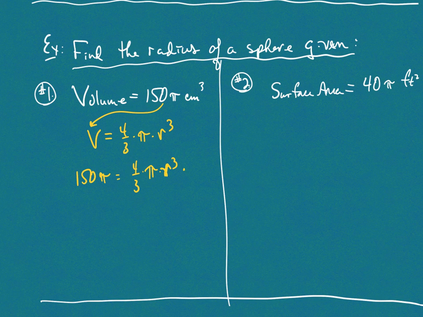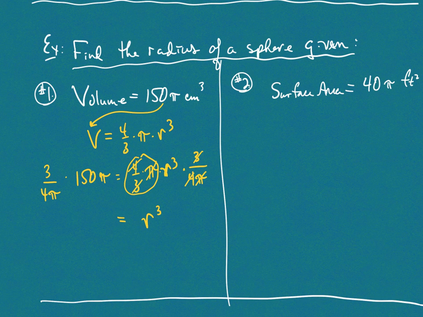And let me know if this is okay with everybody. I'm going to do that by multiplying both sides by 3/4 pi. So that the 3 would cancel top and bottom on the right, the 4 would cancel top and bottom on the right, and the pi's cancel top and bottom on the right. Another way to say that is I use the reciprocal of 4/3 pi. So what I'm left with on the right-hand side is R cubed.